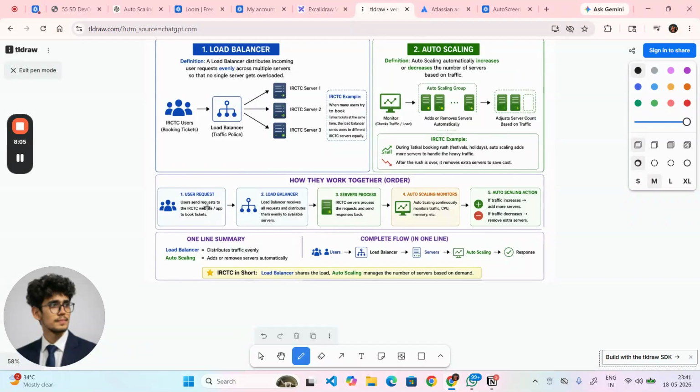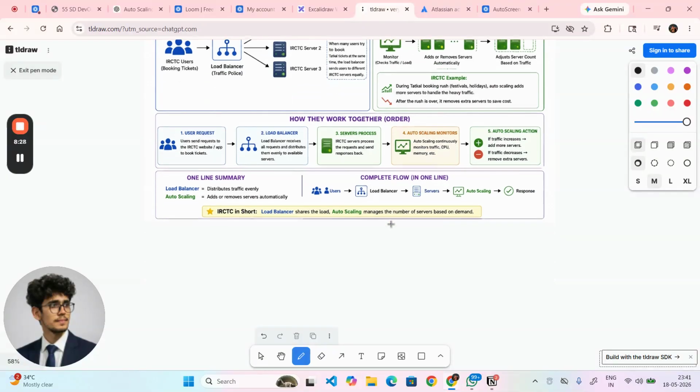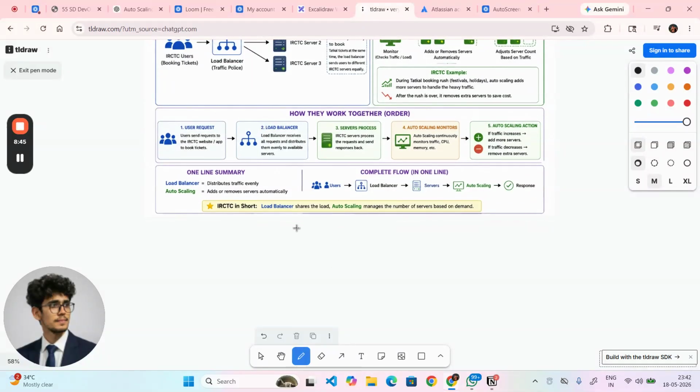So first, our user is going to give the request, load balancer is going to manage the request, and the server is going to process it. Auto scaling is going to monitor whether the user requests are more, or whether the load balancer is managing the user requests in a proper way. If not, auto scaling is going to increase the servers. Auto scaling works in two ways, increasing or decreasing the servers. But the load balancer only focuses on one thing: how to manage the traffic to make sure that our server stays in a proper state. Okay, so this is what is happening, guys.